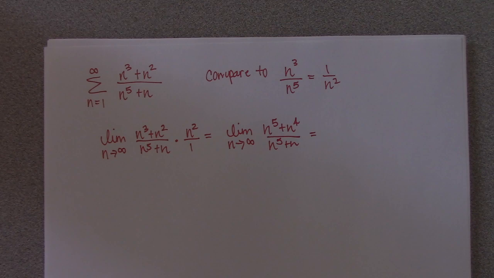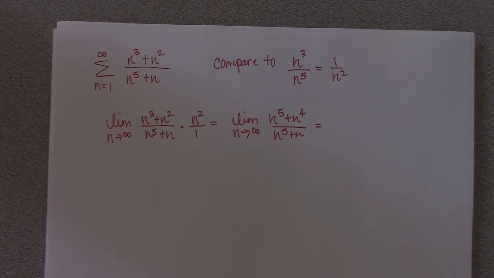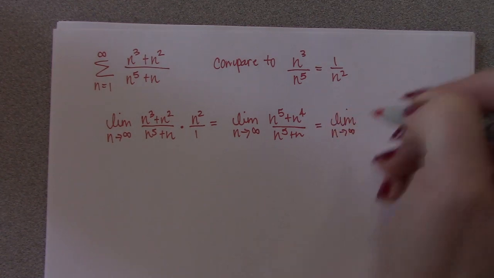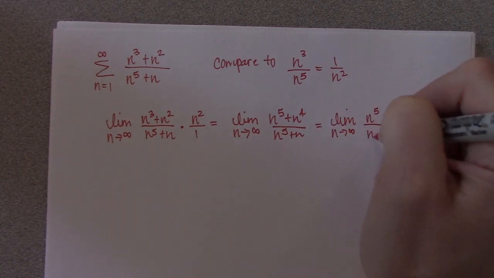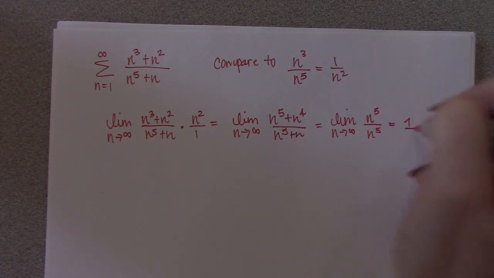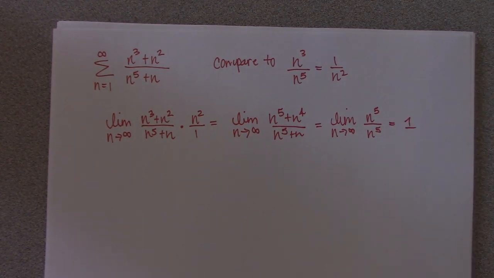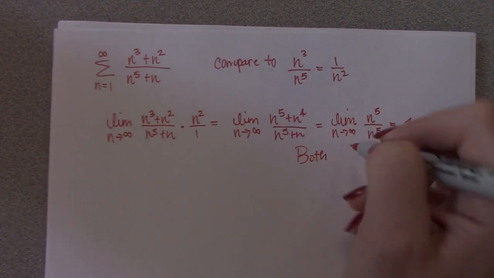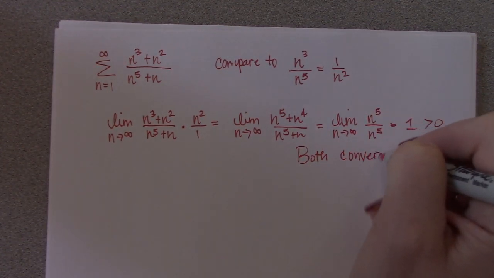and then I will allow this, right? When you're doing infinite limits, I will allow you to say that this is equal to the limit of the highest power of n in the numerator over the highest power of n in the denominator. So that guy is 1. So since this is greater than 0, we know they both converge.